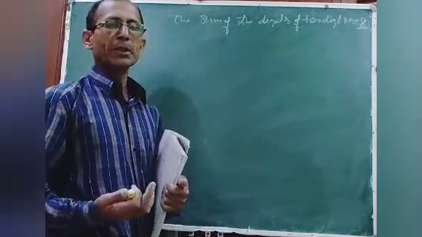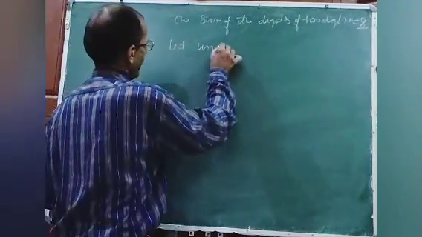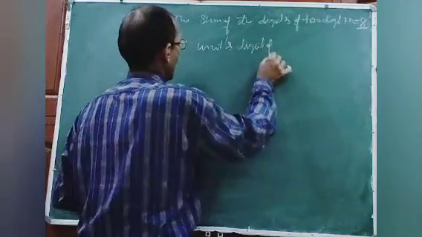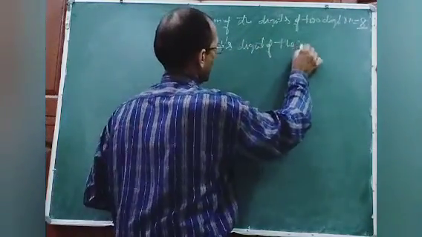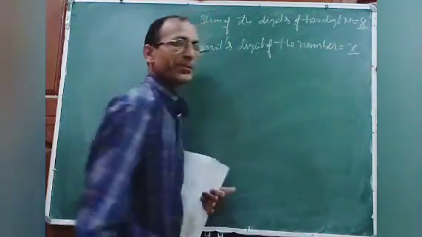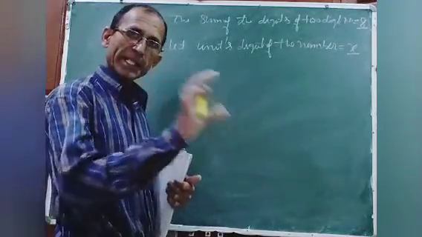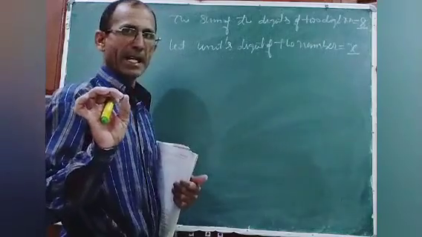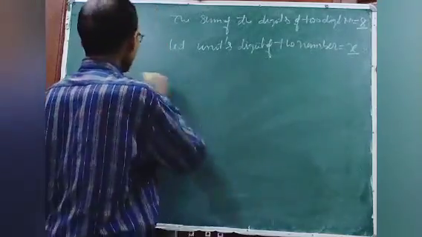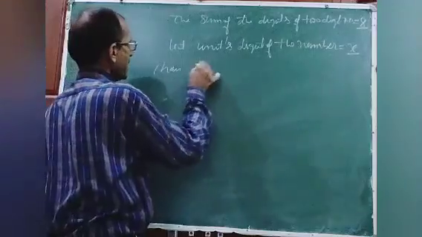So I will assume the units digit. Let the units digit of the number be x. I assume x. Is this also clear? The sum of the two digits is 8. One digit I assume x. Then what will be the tens digit?